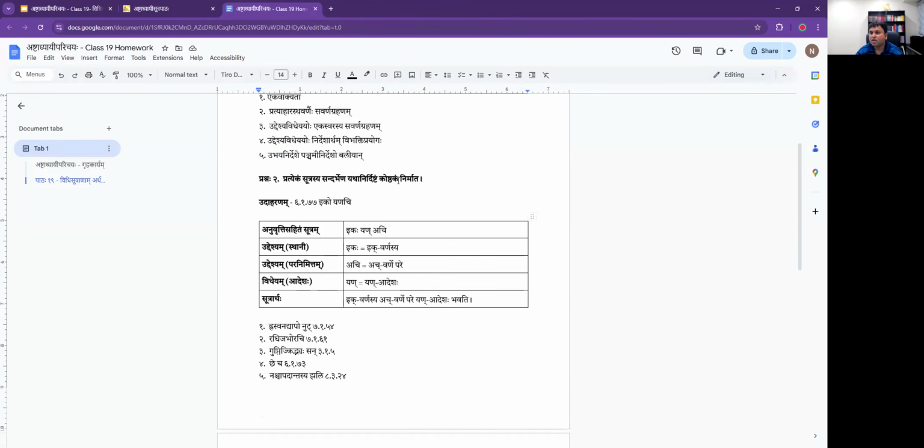And then second question, प्रत्येकं सूत्रस्य संदर्भेण यथा निर्दिष्टं कोष्ठकं निर्मात. So I have given you a table. You have to replicate this table. Don't write essays. Only replicate this table. Five lines or six lines, whatever. Anuvritti sahitam sutram. Uddesham. Find a sthani. Find a paranimittam. Find a purva nimittam. So if a purva nimittam is not there, you can omit that line. If a paranimittam is not there, omit that line. If there are multiple uddeshas, write them one after the other or in different rows, whatever you want. But don't write anything beyond this table.